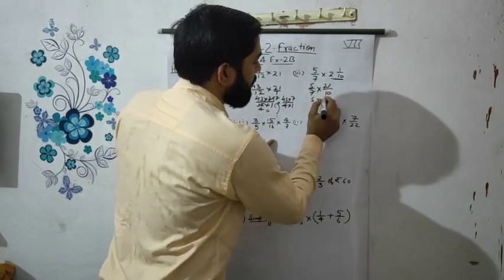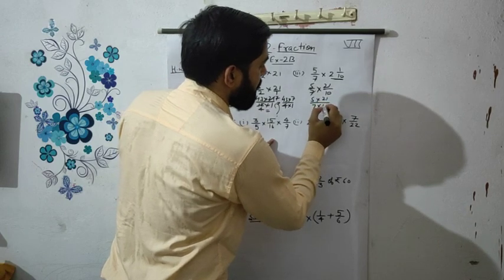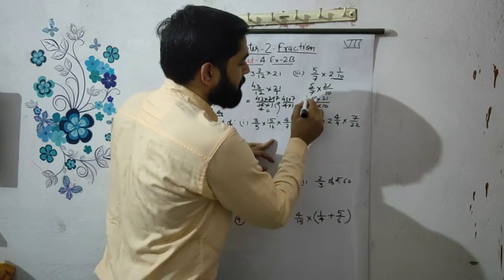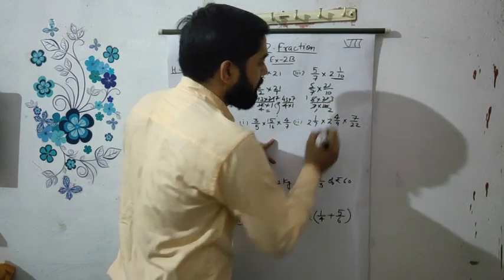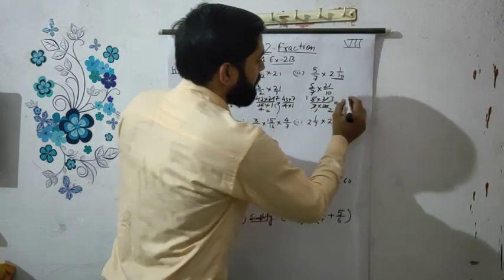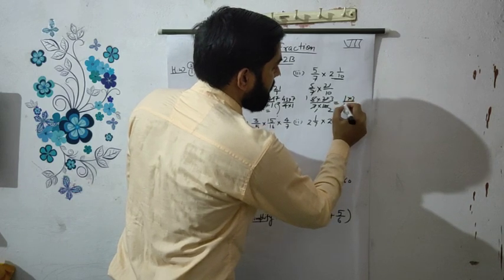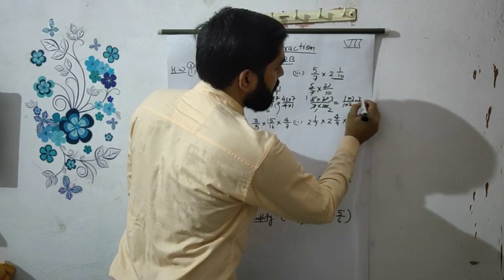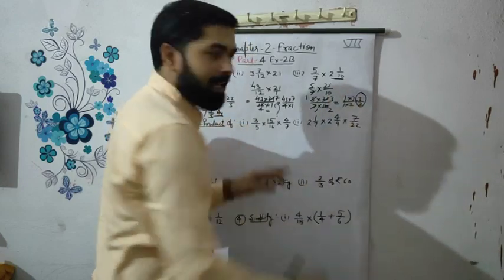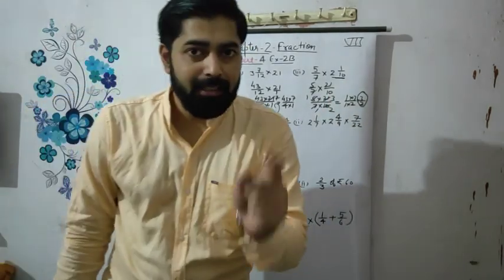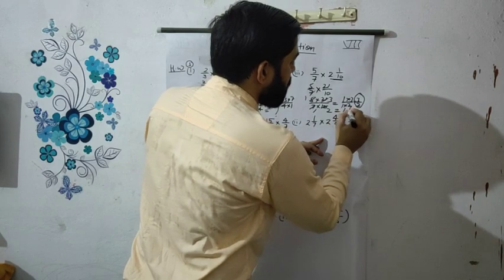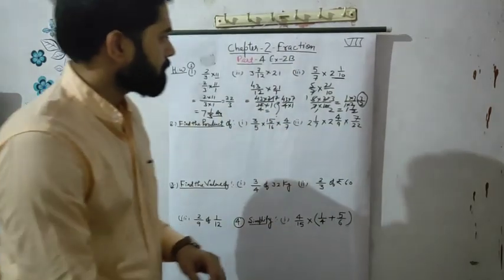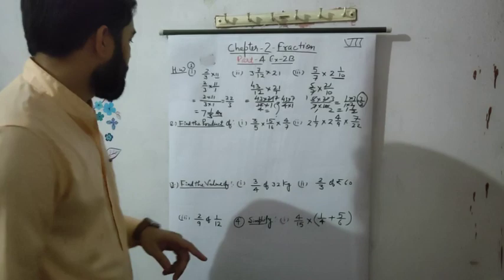So 5 multiplied by 21 upon 7 multiplied by 10. 5 1s are 5, 5 2s are 10, 7 1s are 7, 7 3s are 21. So what is left here? 1 multiplied by 3 upon 1 multiplied by 2. So 3 upon 2. Look at this fraction. This is improper because the numerator is greater than the denominator. So 3 upon 2 means the answer will be 1 and 1 upon 2. Understood? Okay.